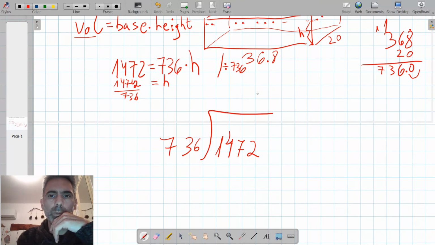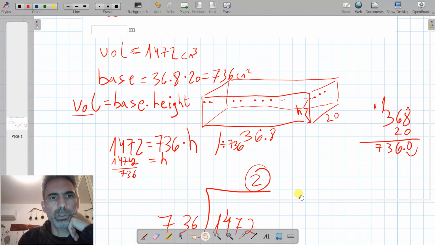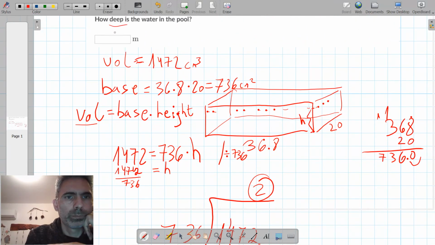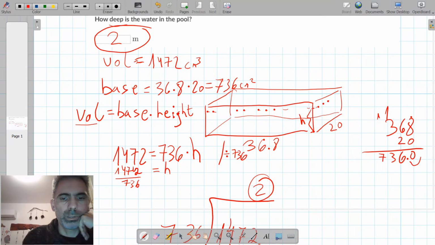Let's see, 2 times, it's 2, exactly 2. Yes. 2 times 700 is 1400, and 2 times 36 is 72. So the depth of the water is exactly 2 meters. This is the answer.